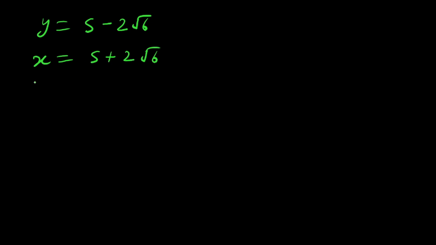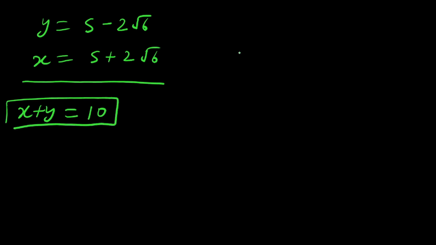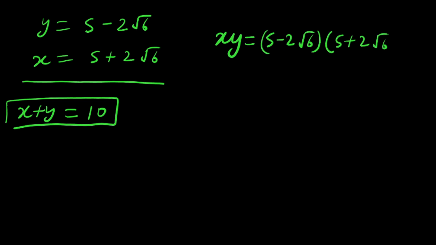Now if we add both the equations, then you will get x plus y equal to 10. And if we multiply both the equations, then x into y is equal to 5 minus 2 times square root of 6 multiplied by 5 plus 2 times square root of 6. X into y is the same as 5 square minus 2 times square root of 6 square.